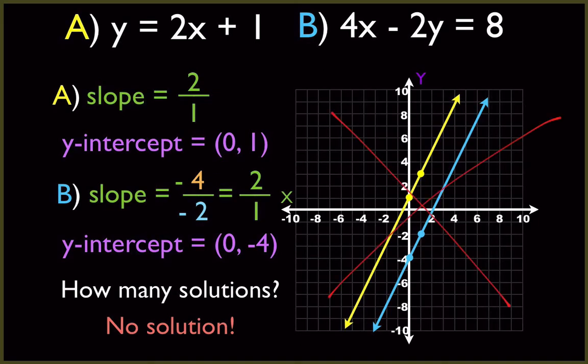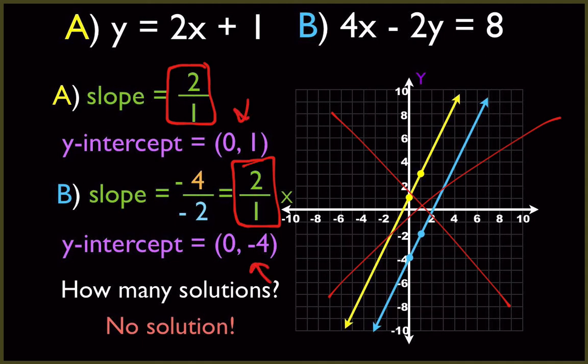See, I don't want to have to do this. This picture is nice so I can understand it, but I don't want to have to do all that every single time. What I'm going to do is look at these and say, hey, the slope's the same. That means my lines are never going to touch one time. They're either going to always be touching or they're going to never touch. That's it.